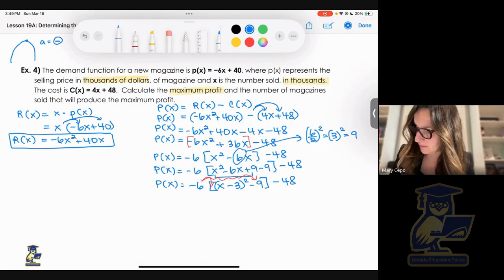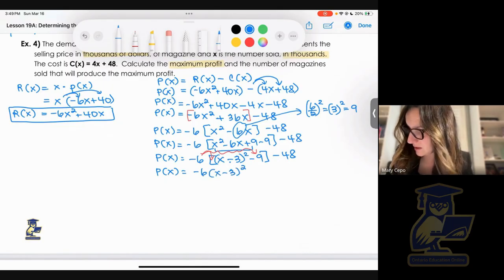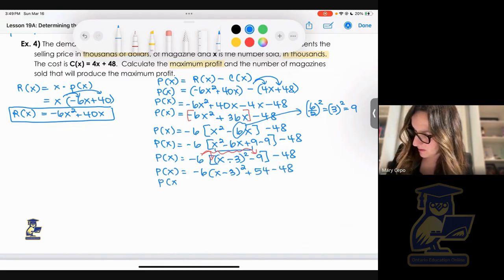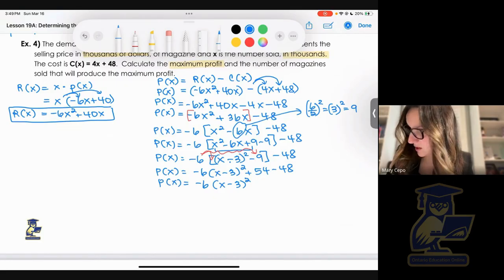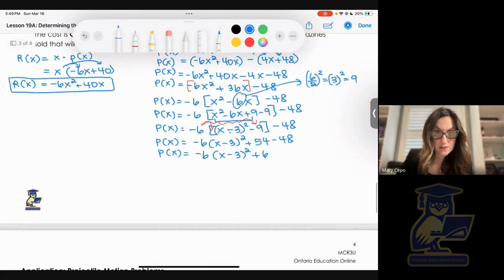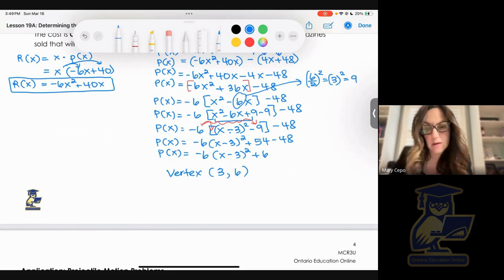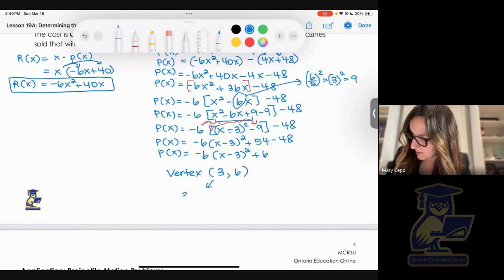So expanding, we have negative 6 times x minus 3 all squared, negative 6 times negative 9, which is positive 54, minus 48. Negative 6 times x minus 3 all squared, 54 minus 48, which is positive 6. Okay, so keeping in mind the vertex, and it's all in thousands, the vertex here would be 3 and 6.